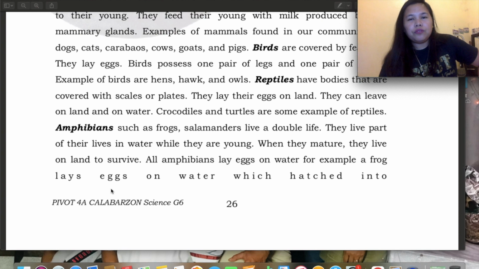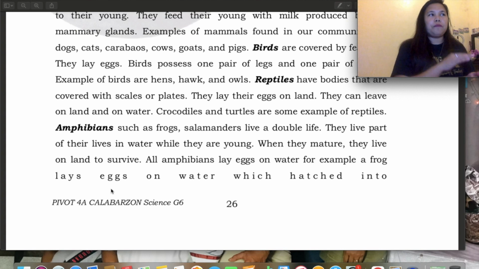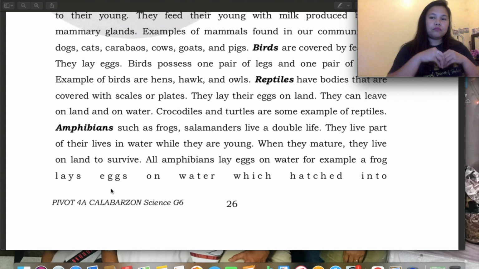So, fourth class of vertebrate, amphibians, such as frogs, salamanders, like double life. Ibig sabihin, pwede silang mabubuhay sa tubig, mabubuhay sila sa lupa. Kaya yun ang mga tinatawag na, kung mga animals na yun ay nabubuhay sa lupa at sa tubig, ang tawag sa kanila ay mga amphibians. So, they live part of their lives in the water while they are young. When they're mature, they live on land to survive. So, yung kapag mga hindi pa sila masyadong matanda, doon sila sa tubig, then pagka nakalakihan na, pwede na sila sa lupa. And all amphibians lay eggs on water.